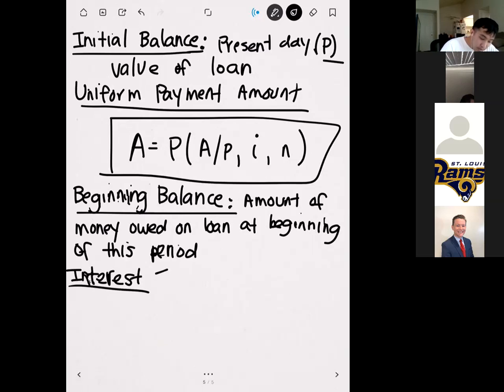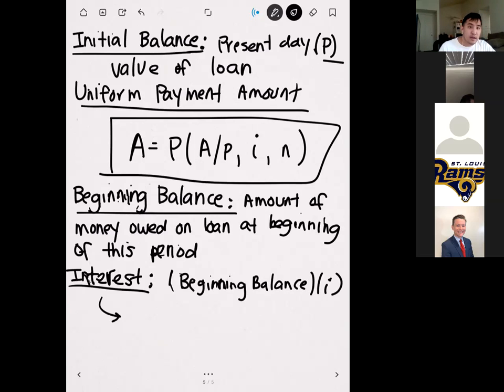All right, so now let's do the interest. The way we can compute the interest is similar to when we first introduced interest payments. We simply multiply the beginning balance of that period by the interest rate. What this represents is how much of your uniform payment amount is going to go towards paying just interest.